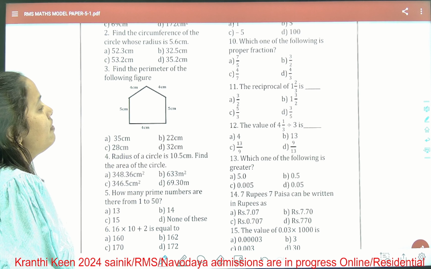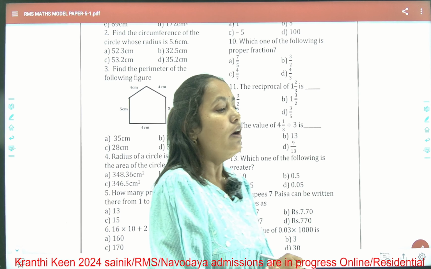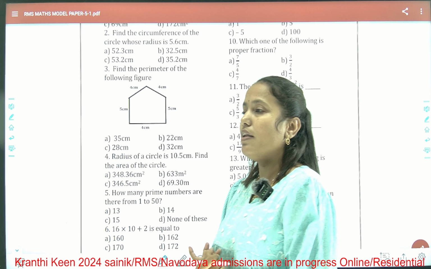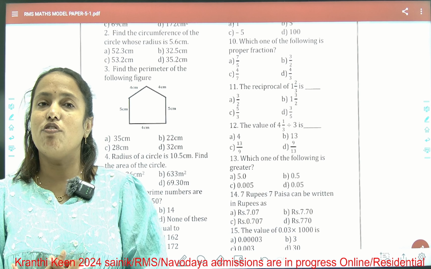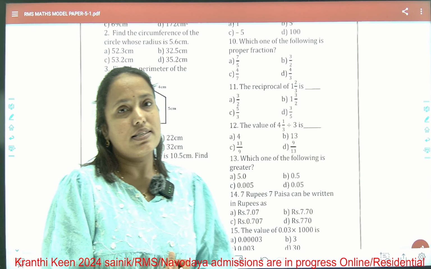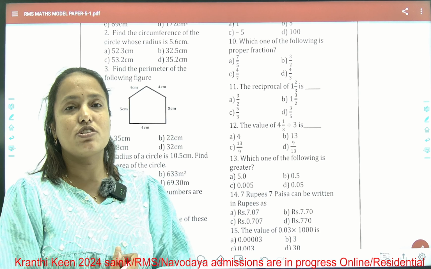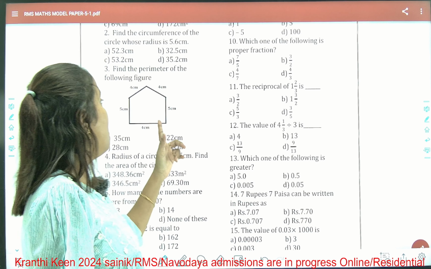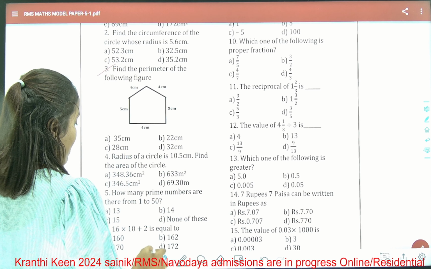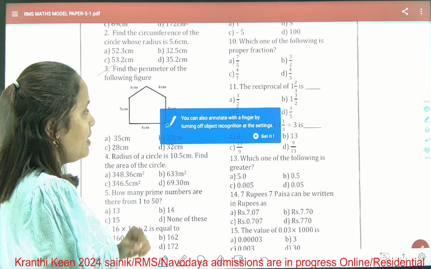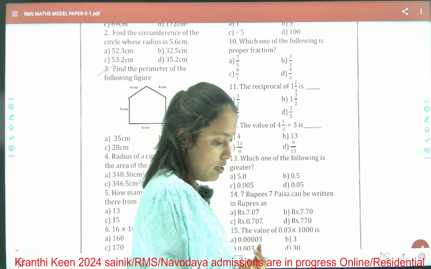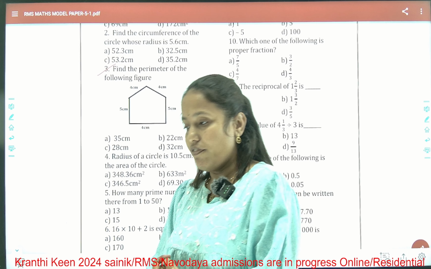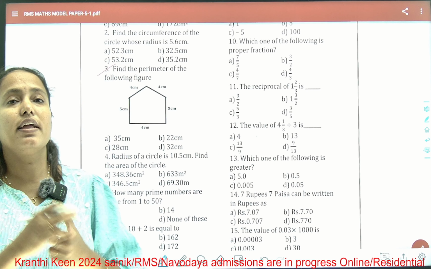They gave the figure and they are asking for the perimeter. Children think that perimeter means square, rectangle, triangle like that, and they know those formulas. But in the exam, they give different pictures, and students have to know how to find the perimeter of those. Perimeter is nothing but the sum of the sides of the figure. If you add the sides of the figure, we will get the perimeter.